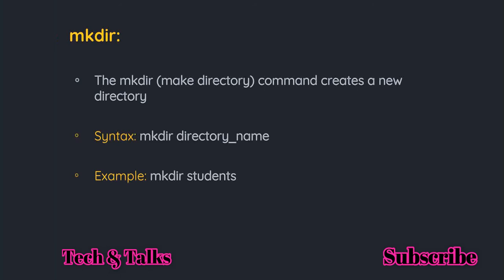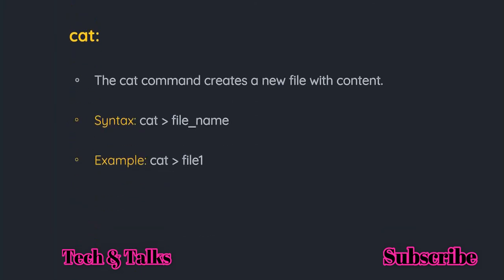So let's see the next command. The next command is cat. See, we used mkdir to create a new folder, right? But how to create a new file? So for that we are using the cat command. This command creates a new file with content. Means whenever you are creating a file with the cat command, you have to give some contents over there. Okay, let's see the syntax. cat, greater than symbol, and the file name. Okay, and as an example you can see cat greater than file1. So a file named file1 will be created.